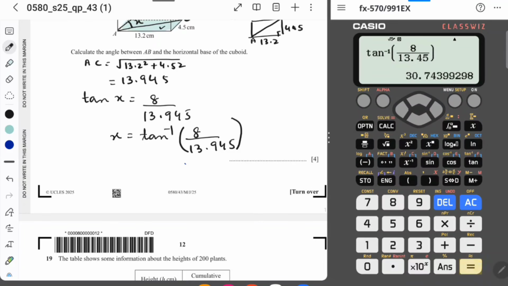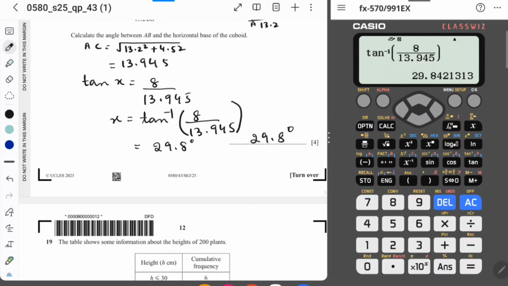Close the bracket. That is equal to... wait. Tan inverse, and then you will have 8 upon 13.945. Because it's a rounded-off number, the more decimal places you keep, the more accurate the answer. So that is 29.8 degrees, and it was a 4 marks question.